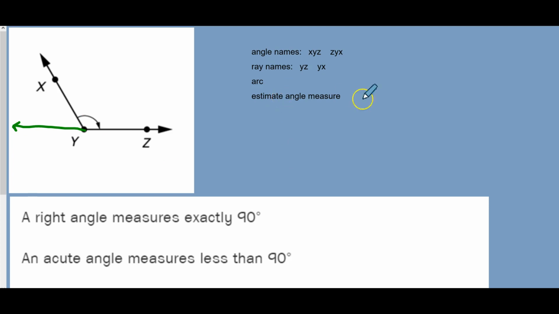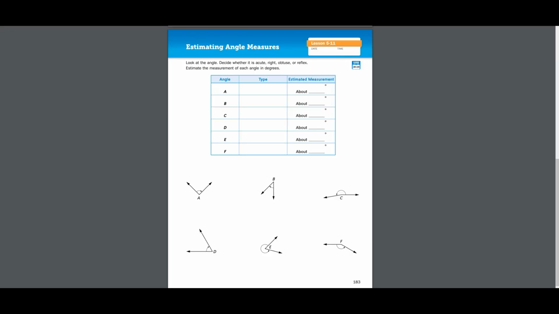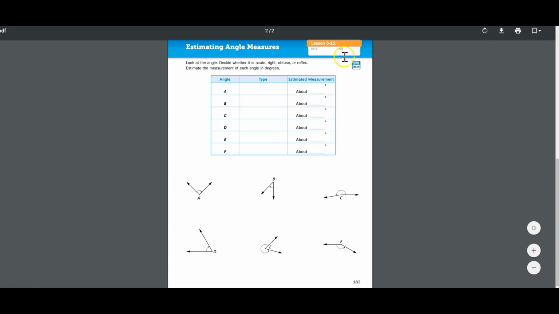I don't have to be exact, but I do need to make a reasonable estimate using what I know. It's greater than a 90-degree angle. It's less than 180. It's somewhere in between those two. We will use this knowledge in class to help us on our journal page.